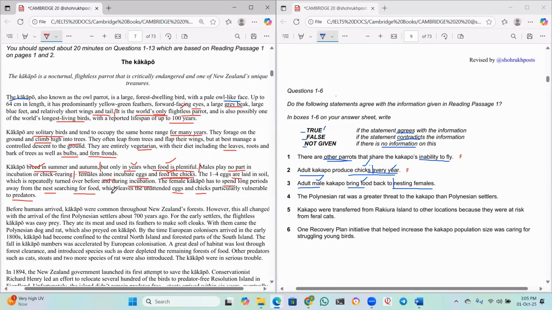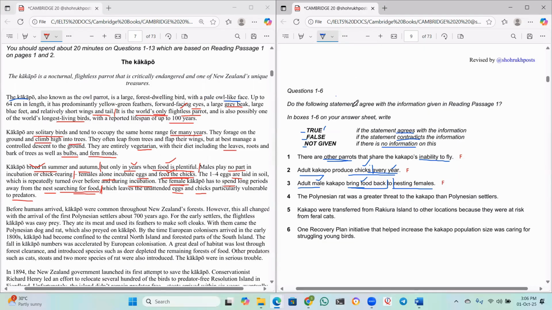So 1 to 4 eggs are laid in the soil. So the female kakapo has to spend long periods away from the nest searching for food. Yes, this is what he's talking about, which leaves the eggs and chicks vulnerable to predators. Here he says the male brings the food back while the female is nesting. No, sir. What is given in the passage? Female alone incubates and feeds the chicks. See this line: the female kakapo has to spend long periods away from the nest searching for food and they bring the food. So the female brings the food, not the male. So this is also contradictory. So what is the answer, guys? It should be false.